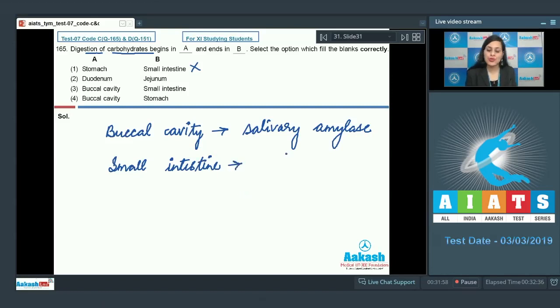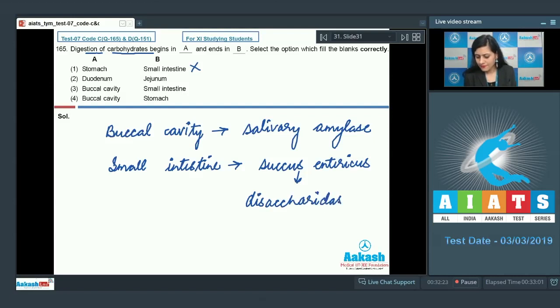by the action of enzymes present in succus entericus, such as disaccharidases. So the next option, duodenum and jejunum, is also an incorrect option. The next option is buccal cavity and small intestine is a correct option and is a correct answer to our question. And the last option, buccal cavity and stomach, is an incorrect option because the digestion of carbohydrates ends in small intestine and not in stomach. So the correct answer to this question is option number 3. Let's discuss our next question.